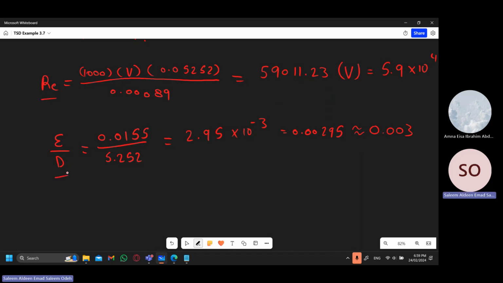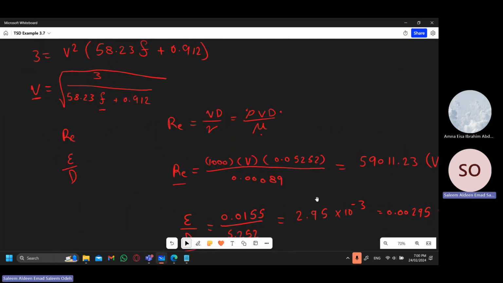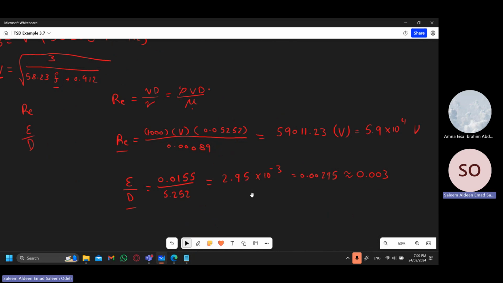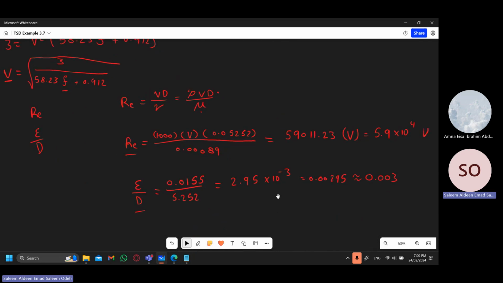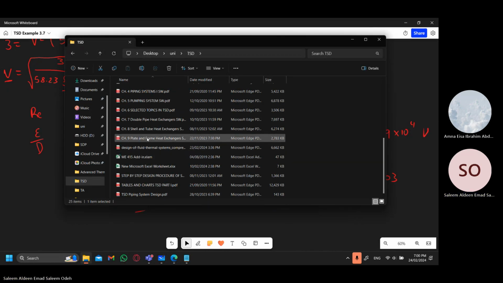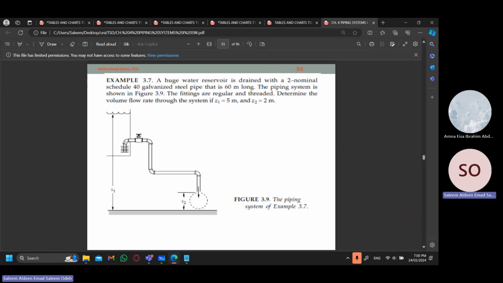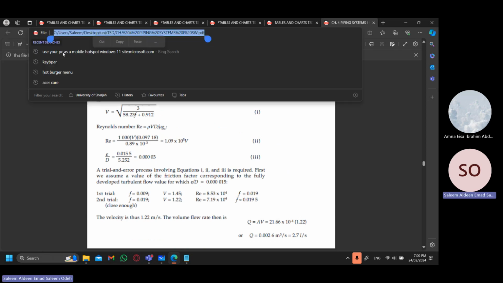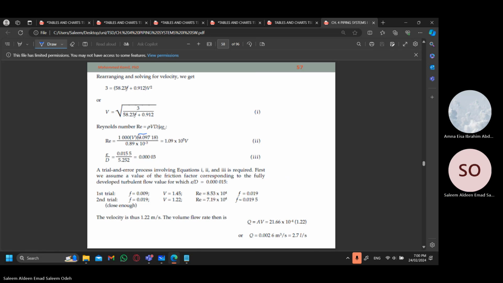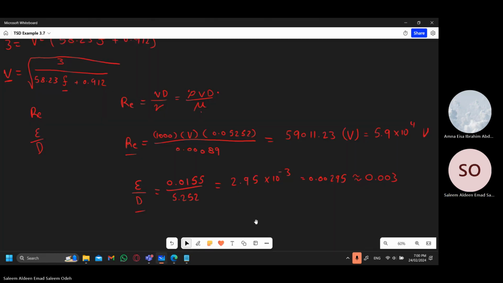So now we have the Reynolds number, we have epsilon over D, and we also have the equation for V with respect to f. Now we will use all three equations in a trial and error process. But before I continue, I just want to mention that in the slides and also the book, there's a mistake. When finding the Reynolds number, they use the wrong diameter. I don't know where they got this diameter from, but it's wrong. So just make sure that you use the same diameter that you calculated and the one that you found through the tables. So this will be equation 1. The Reynolds equation will be equation 2. Epsilon over D would be equation 3.